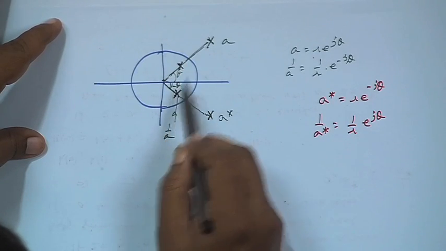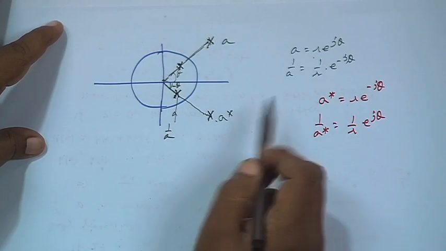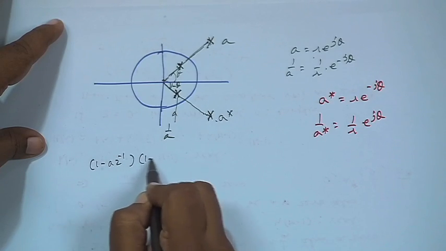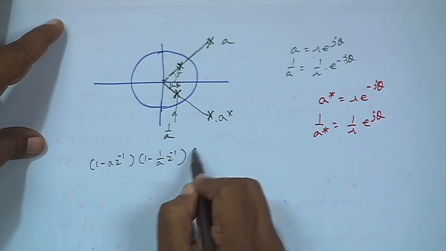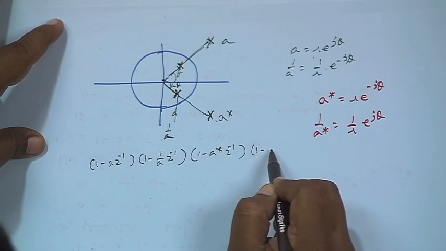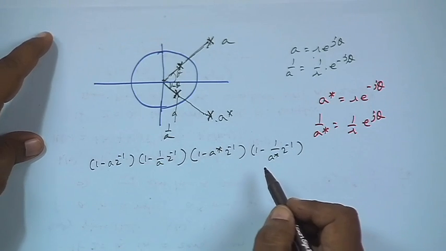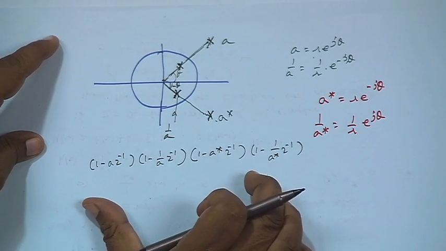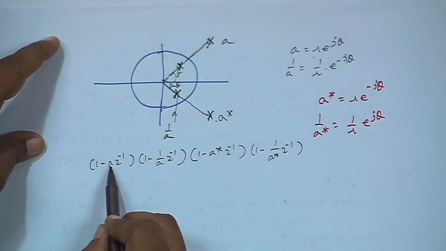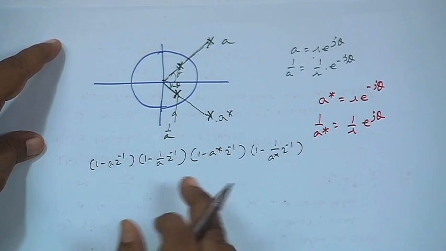So this is the conjugate of this, this is the reciprocal of this, and this is the reciprocal of this. If you take out these 4 factors, 1 minus a z inverse, 1 minus 1 by a z inverse, and then 1 minus a star z inverse, 1 minus 1 by a star z inverse, you will see it is a linear phase system. Obviously, if you multiply them, the coefficients will be real, because if there is one root at a, there is one root at a star.